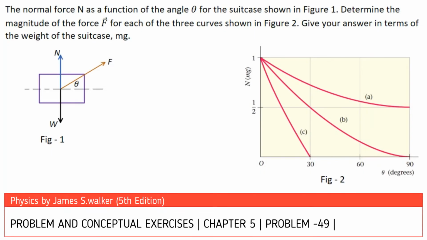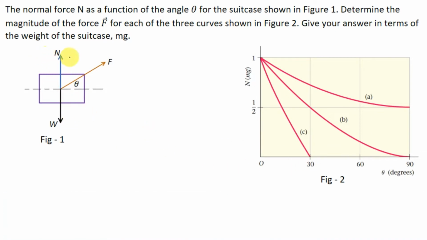Now in this question we are given these two figures, figure 1 and figure 2. In figure 1 we can see that the normal force will change when theta is changed. Our aim is to determine the magnitude of the force F for each of the three curves shown in figure 2. When theta is changed, the normal force changes. So by using both these diagrams, we have to find the magnitude of the force F for these three cases, A, B and C.